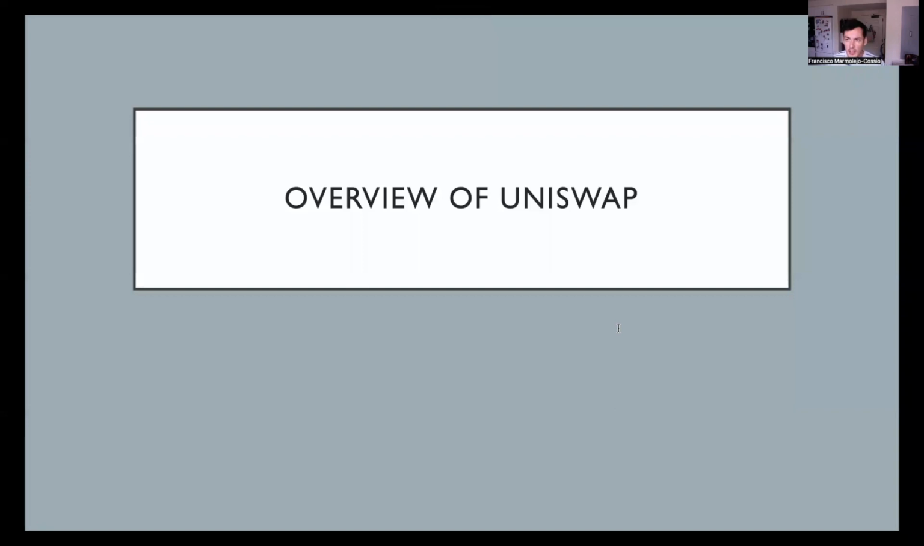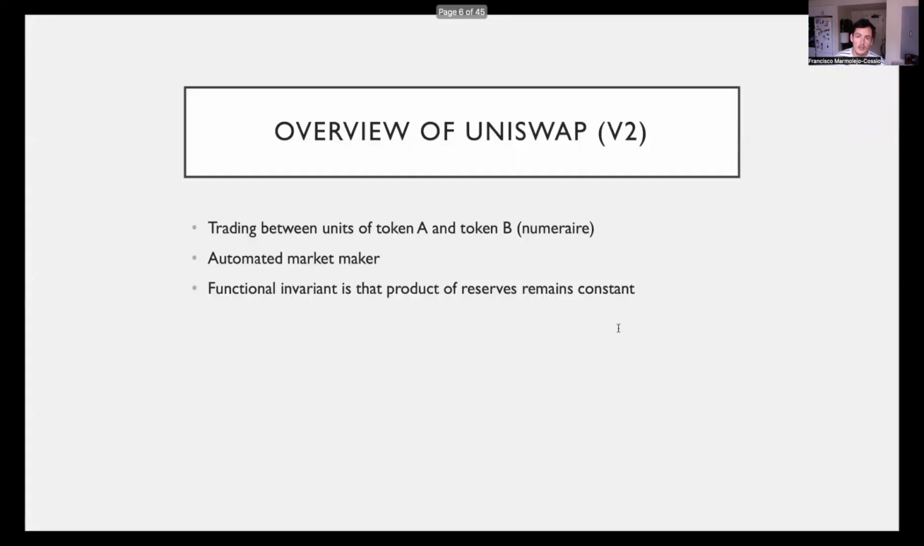And so I'll begin by giving a broad overview of Uniswap. This will be useful to contextualize a little bit of the expressions that we have later on and some of the tools that we have later on. And so we'll begin with V2, the older version of Uniswap.